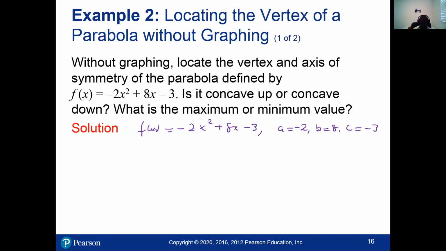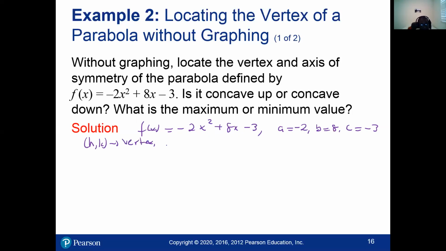So we locate the vertex and the axis of symmetry without graphing. So the vertex is your (h, k). This is your vertex.